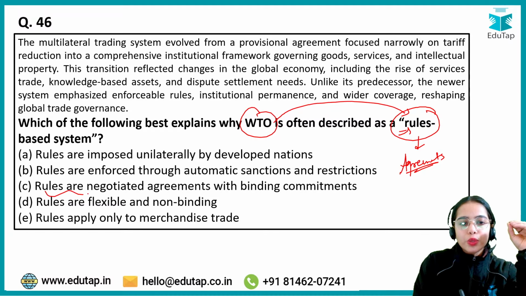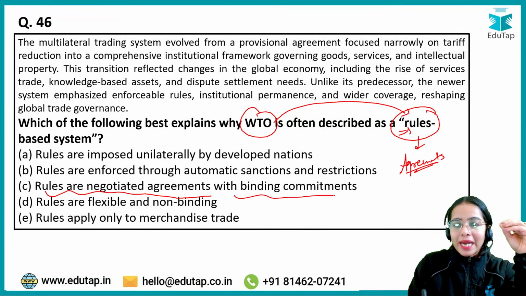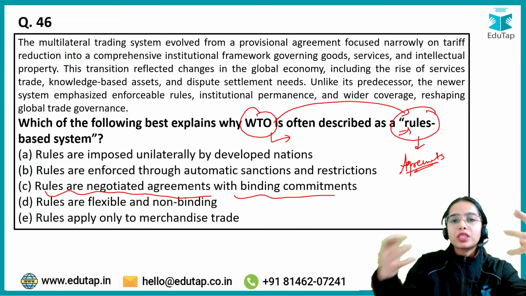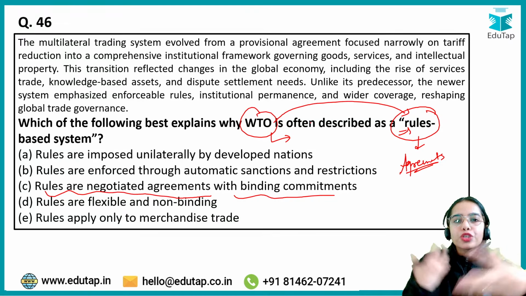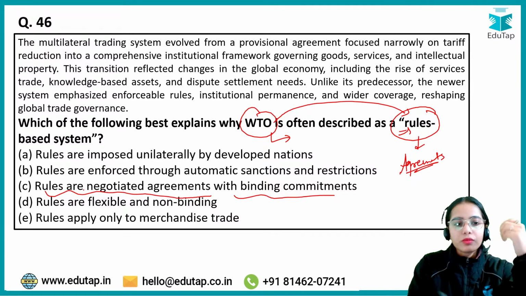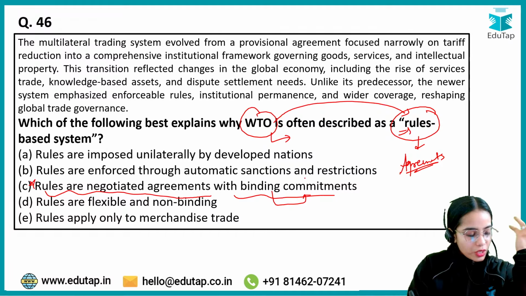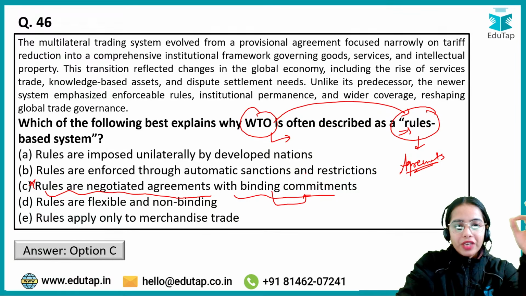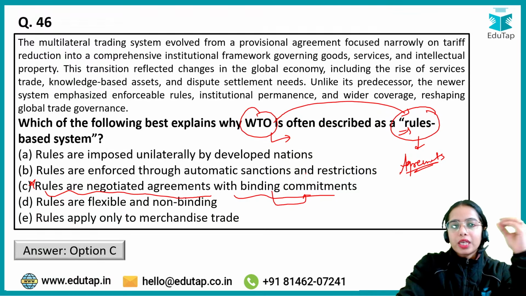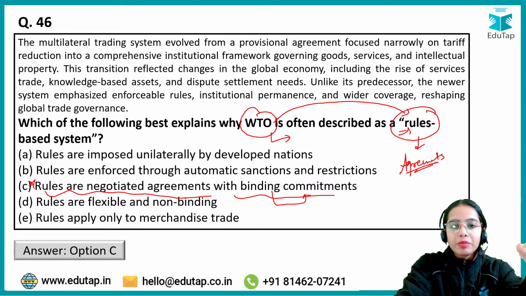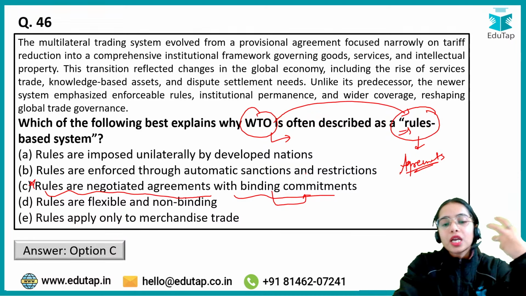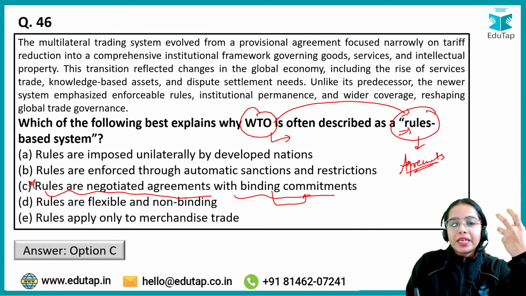So rules are negotiated agreements with binding commitments. So WTO provides a platform, a forum for the different countries to come together to negotiate the agreements. So rules are negotiated agreements with binding commitments. Okay, so this is the idea. Remember this. Whenever it is said that the WTO is the rules-based system, it basically means that agreements have been signed, and these agreements have become rules because they have binding commitments.